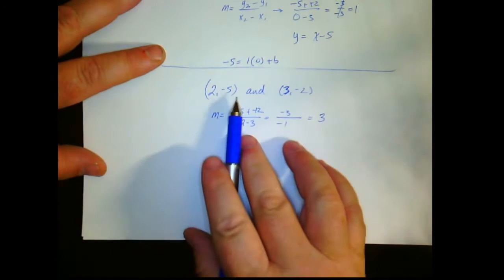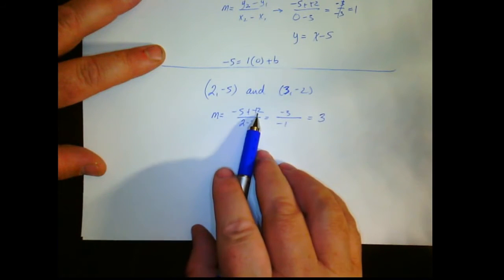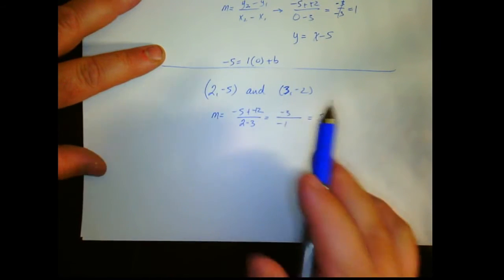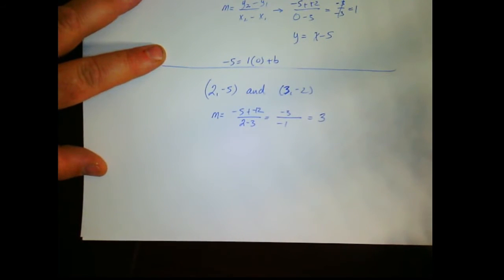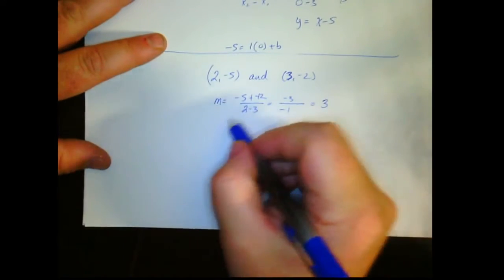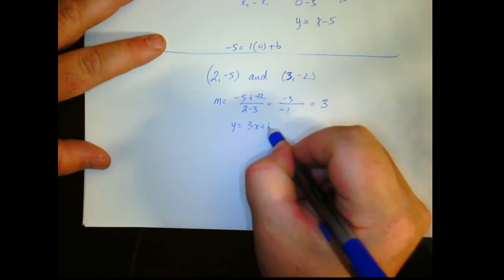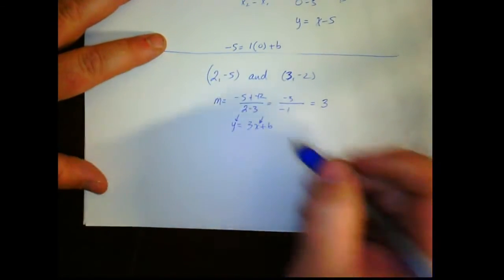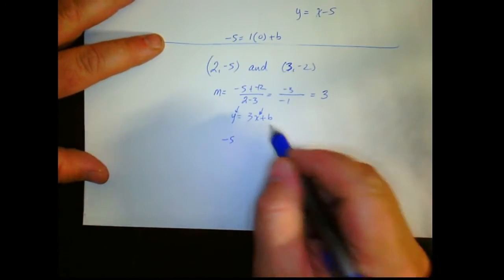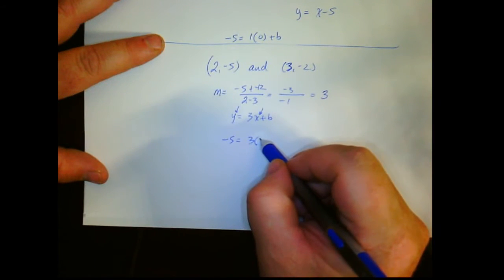Let me double check. Negative 5 minus negative 2 is 3. That's good. And then 2 minus 3 is negative 1. So good, positive 3. All right. So now we got y equals 3x plus b. So we're going to plug in one of those points here and here. And it doesn't matter. They both have a negative. So let's do this one right here. Let's do negative 5 equals 3 times 2.